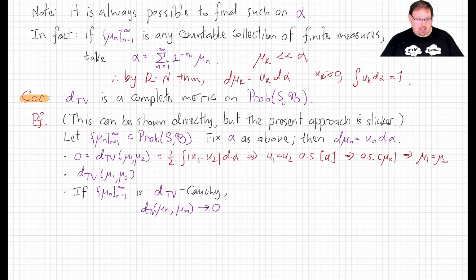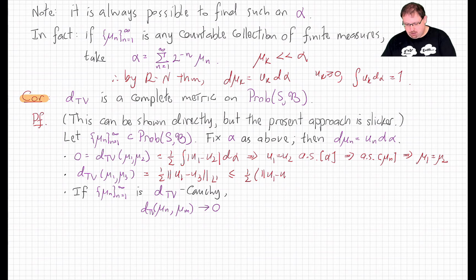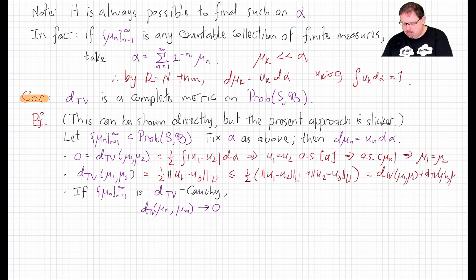We also want to see that it satisfies the triangle inequality, and that's just going to be following directly from the triangle inequality for L1. This is the L1 distance between the densities u1 and u3, and by the triangle inequality for L1, this is less than 1/2 of the distance between u1 and u2, plus the distance between u2 and u3. And again, by Scheffé's lemma, that is equal to the total variation distance between mu1 and mu2 plus the total variation distance between mu2 and mu3. And so we see that total variation distance really is a distance. It's a metric. Now, what about completeness?